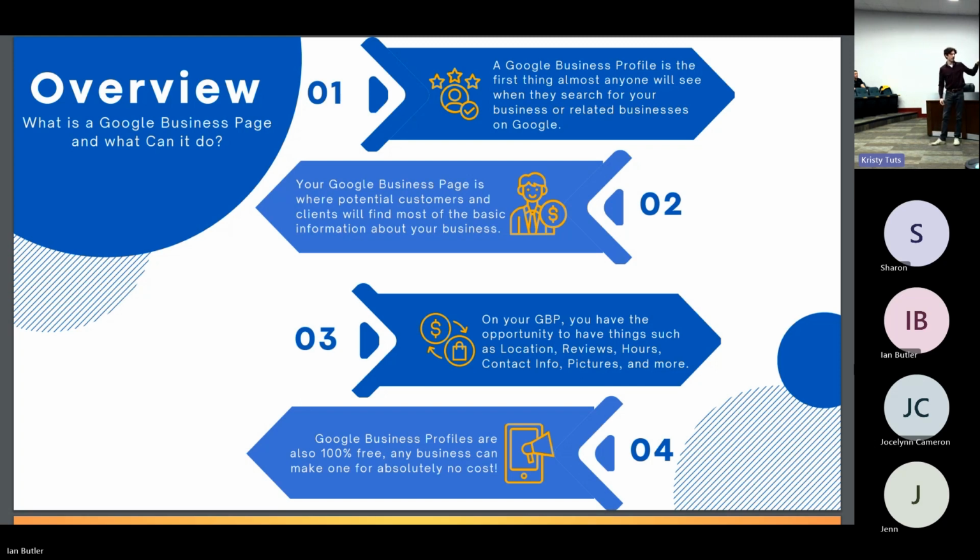As I mentioned, it's the first place where most customers will find basic information about your business. On your Google business profile, you have the opportunity to put things such as location, reviews, hours, contact information, pictures, and much more. Those are just the basic things, but you can also link your social media and your website. There's a question and answer section. There's a lot of different stuff you can do with the Google business profile. And the best part about it is it's 100% free. So if you do not have a Google business profile for your business, you are really not doing yourself any good. They're very simple to set up.